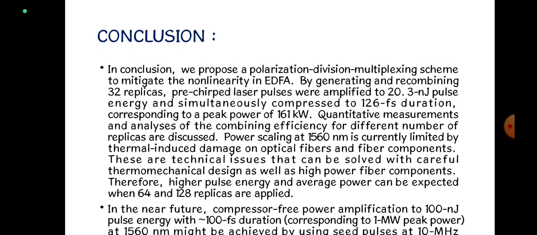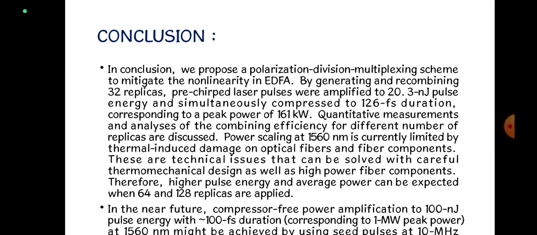Conclusion. In conclusion, we propose the polarization division multiplexing scheme. 32 replicas of pre-chirped laser pulse were amplified to the simulated pulse energy and simultaneously compressed to short duration corresponding to a peak power. Quantitative measurements and analysis of the combining efficiency for different numbers of replicas are discussed.